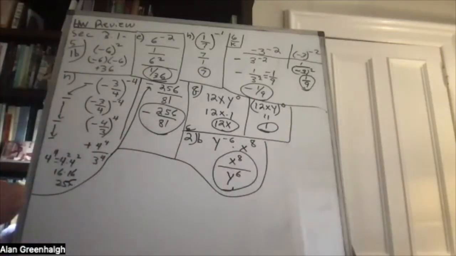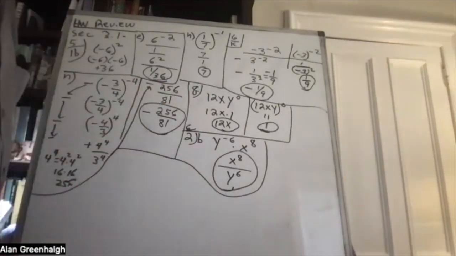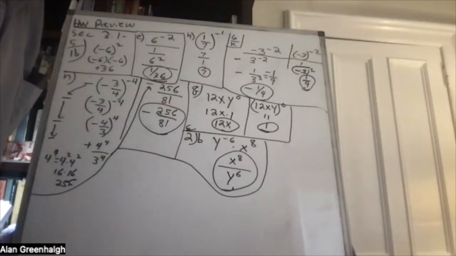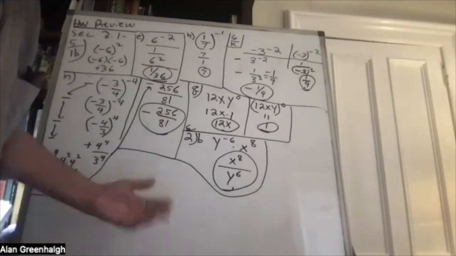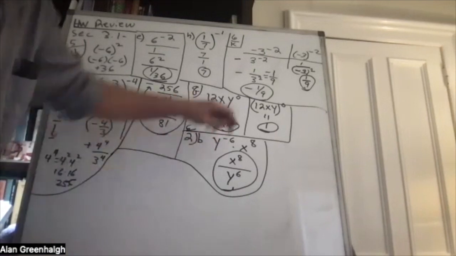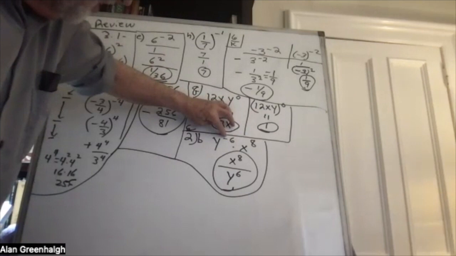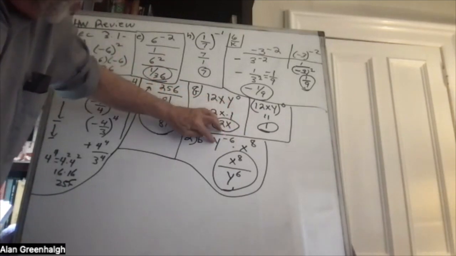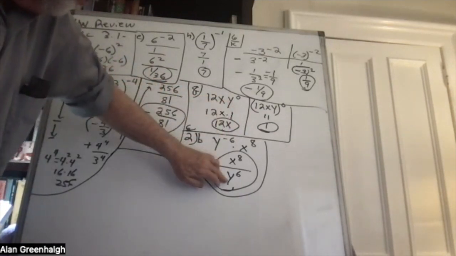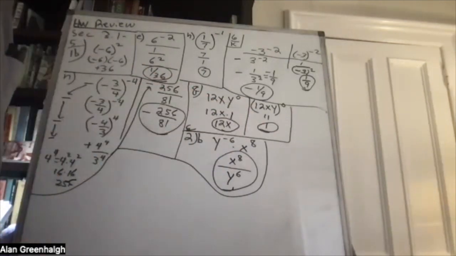Sorry, Professor, I have a question. Why is x the numerator? Because there's no negative. See, there's a negative here. This negative puts the y in the denominator. Okay, now I get it. But the x doesn't have a negative. Okay, thank you.